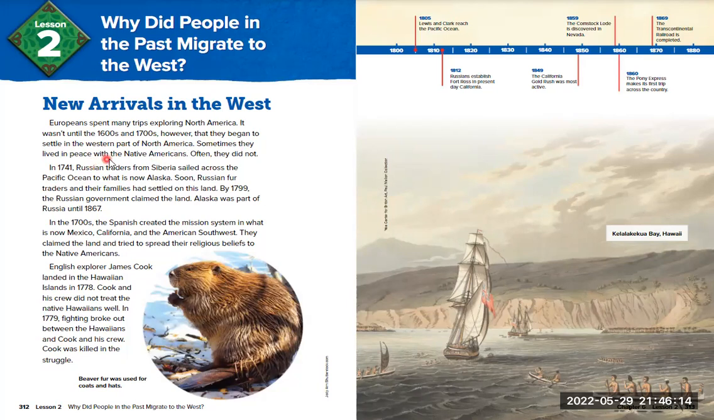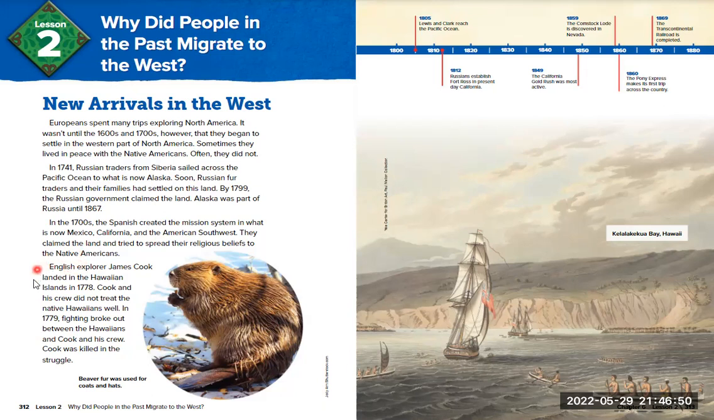Sometimes they lived in peace with the Native Americans. Often, they did not. In 1741, Russian traders from Siberia sailed across the Pacific Ocean to what is now Alaska. Soon, Russian fur traders and their families settled on this land. By 1799, the Russian government claimed the land. Alaska was part of Russia until 1867. In the 1700s, the Spanish created the mission system in what is now Mexico, California, and the American Southwest. They claimed the land and tried to spread their religious beliefs to the Native Americans.